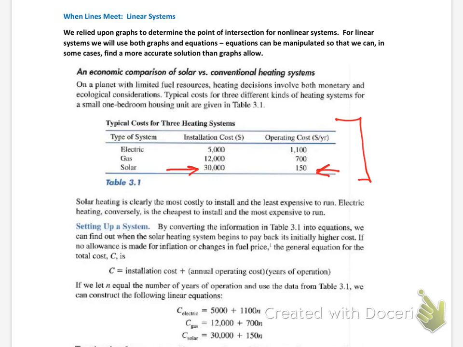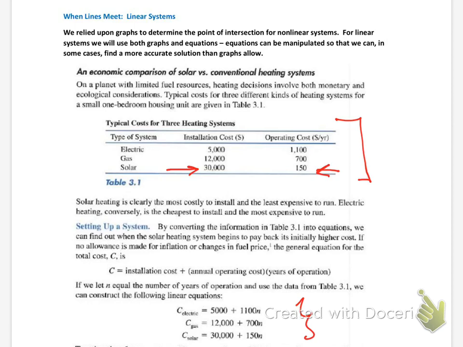So you're going to have a situation where solar is clearly more expensive, but eventually with the operating cost per year, you're going to find that they're going to cross, and at some point down in the future, solar will be less to operate per year. So you have this little table, but you also can get this little graph, this little equation. So you have an equation for each of them.